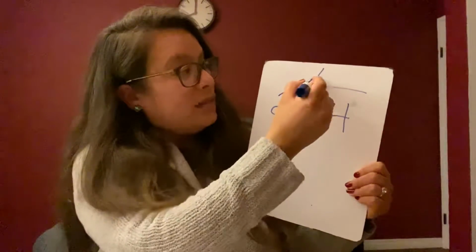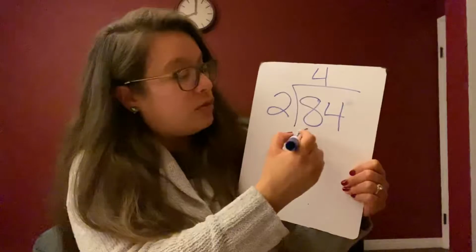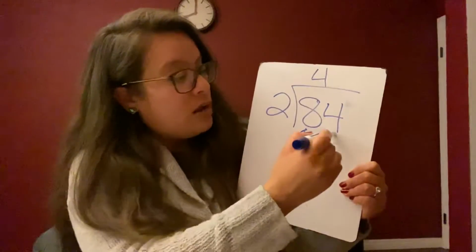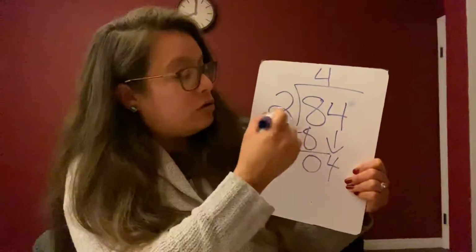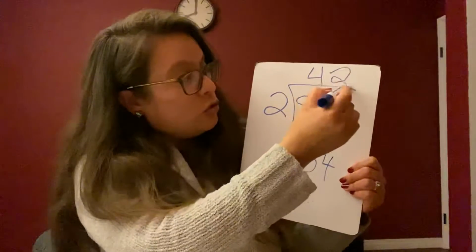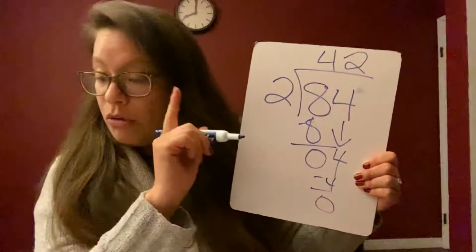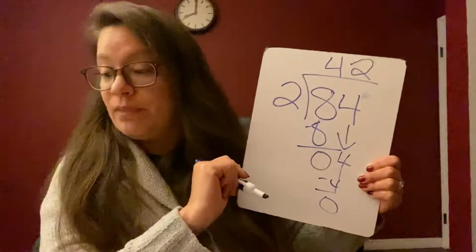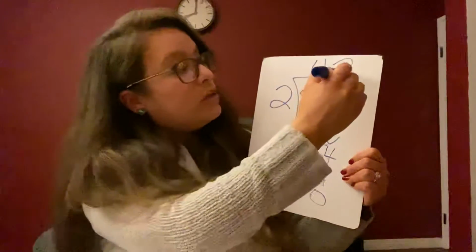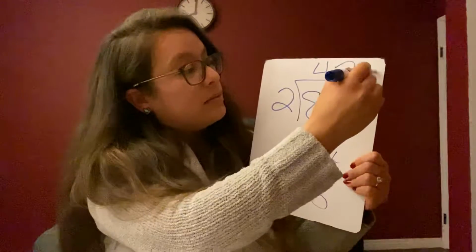2 goes into 8 4 times. 2 times 4 is 8. Subtract, 0. Bring down the 4. 4 divided by 2 is 2. 2 times 2 is 4, 0. So, boys and girls, how many seeds sprouted? It would be 42 seeds, okay?